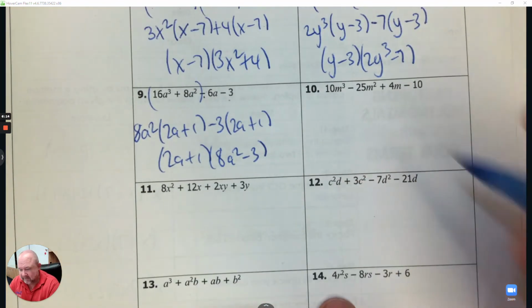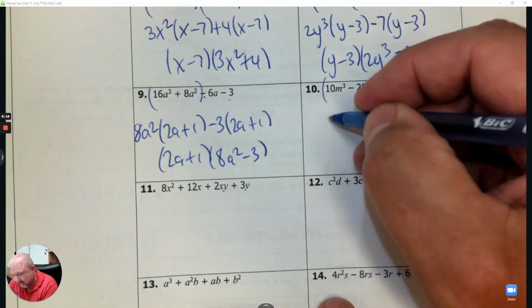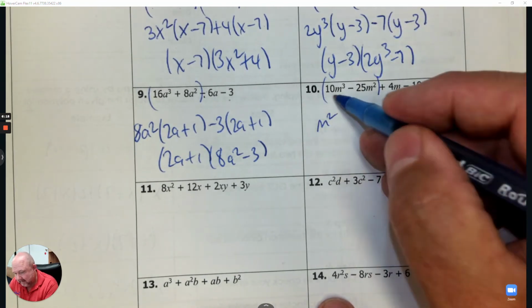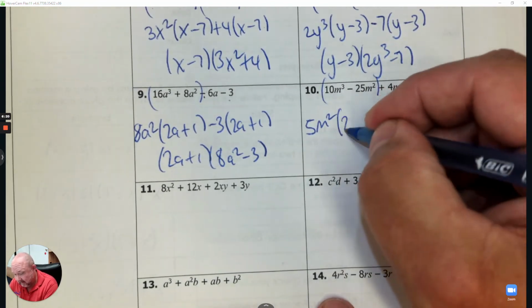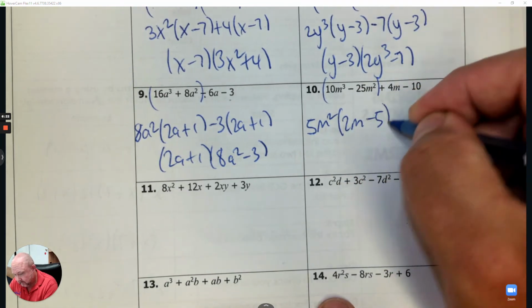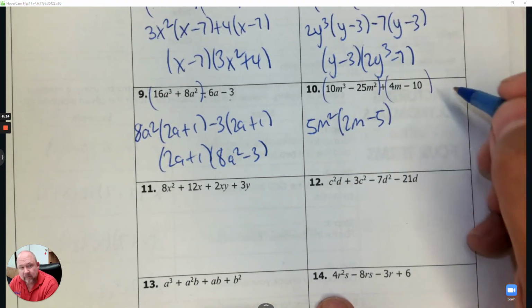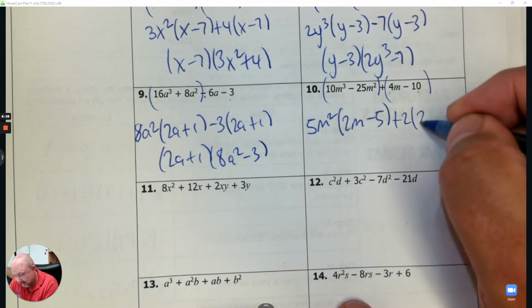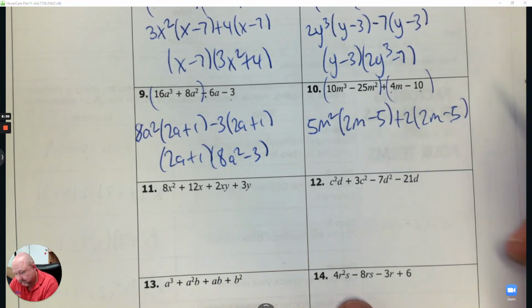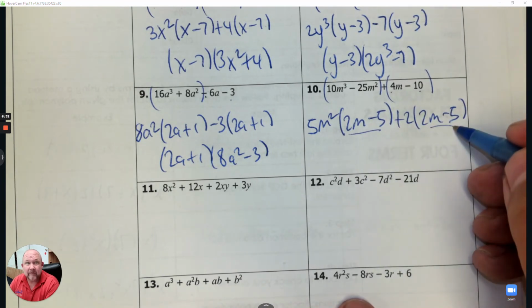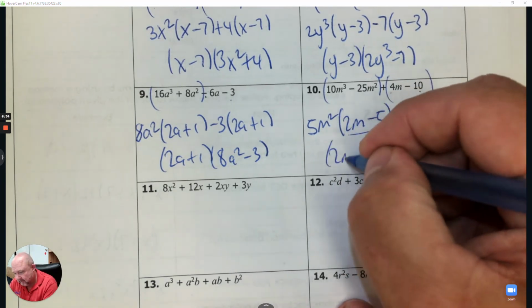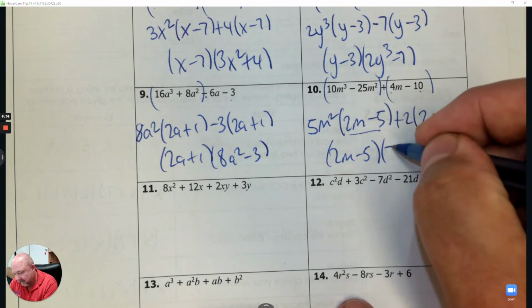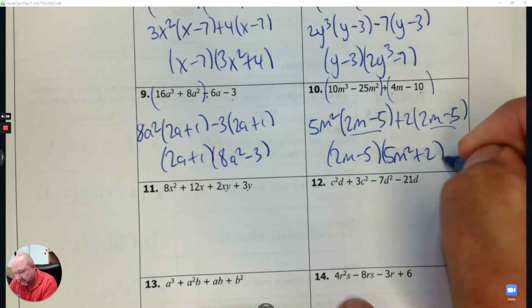All right, keep practicing here. Factor out an m squared and a 5. And then divide. Look at the last two. Factor out a 2. Divide. You know you do it right if these match. And then we have 2m minus 5. And 5m squared plus 2 is left over.